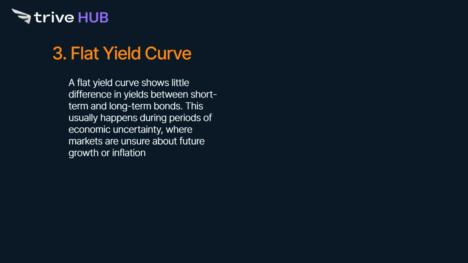A flat yield curve shows little difference in yields between short-term and long-term bonds. So the interest rates are pretty much similar for each and every maturity here. This usually happens during periods of economic uncertainty where markets are unsure about future growth or inflation. So the investors are unable to predict the actual inflation or growth rate. So that is why they are willing to invest, but the flat curve offers a reasonably low interest rate, right? Because this is an indecision mode going on in the economy itself.